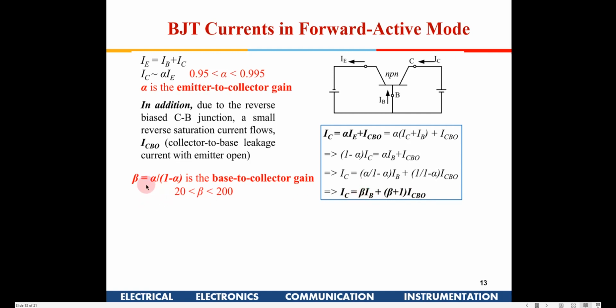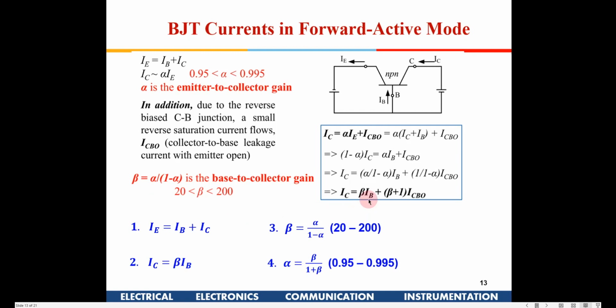Right. So now what is beta? Beta times IB is IC, if you neglect ICBO. So these are the two. Now for the value of alpha, generally it falls between 0.95 to 0.995, whereas beta can be anything between 20 to 200, right? And this is the relation between beta and alpha.